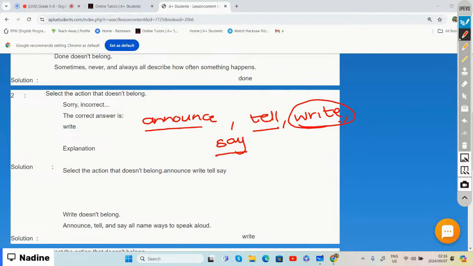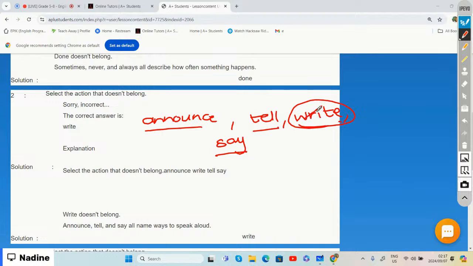So to announce is to say something. I'm making an announcement, and I'm announcing that... I'm telling someone something. I'm saying this, right? It is basically where I'm speaking aloud, by saying something, by telling you something, by announcing it, right? Which means that the words that are related to one another are words like announce, tell, and say.